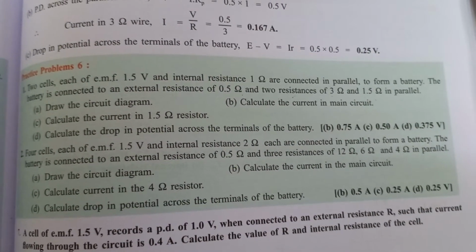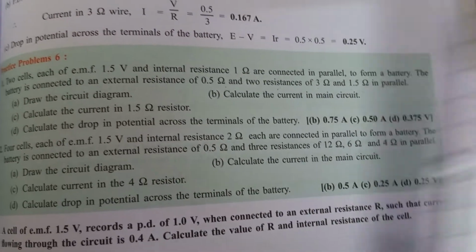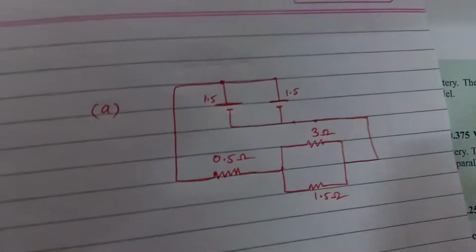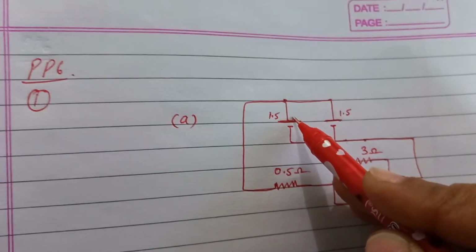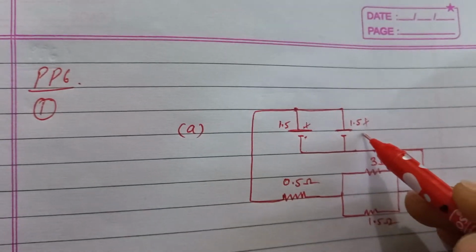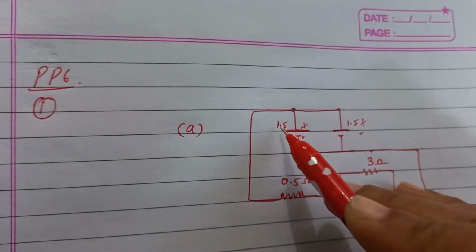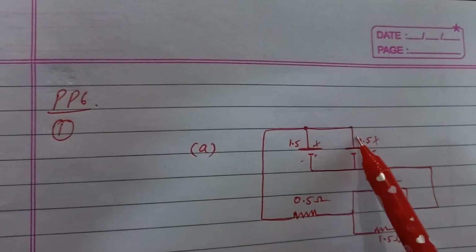So the first line is two cells 1.5 volt are connected in parallel. So here are the two cells. This one is the positive terminal of a cell, this one is a negative terminal, positive and negative. These two cells of 1.5 volt each are connected in parallel, and this becomes the battery.